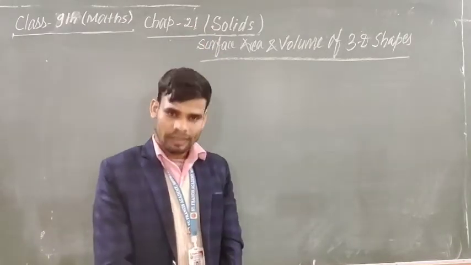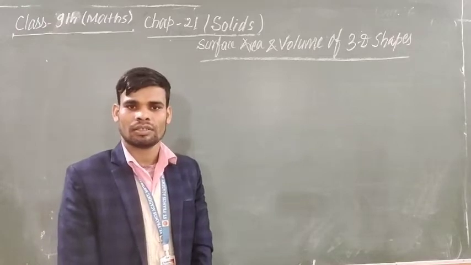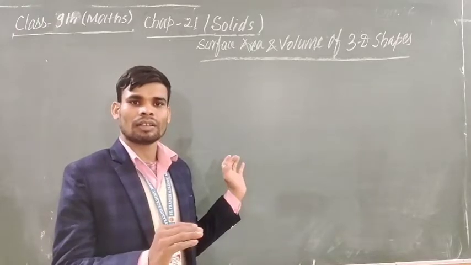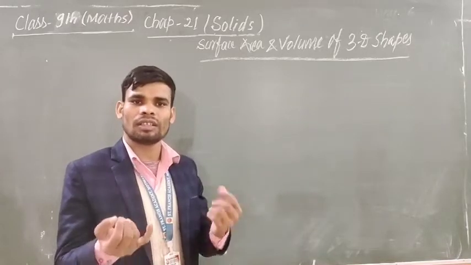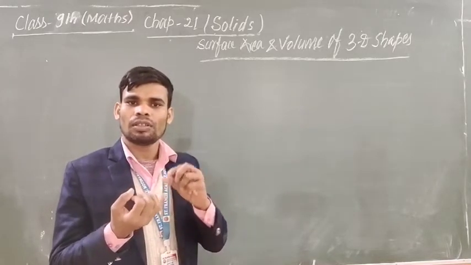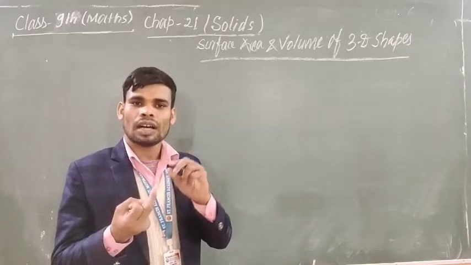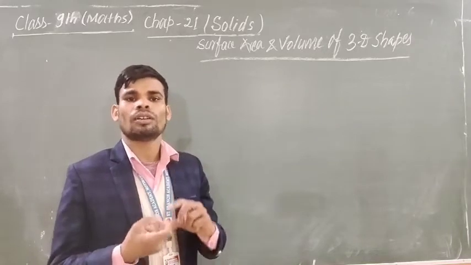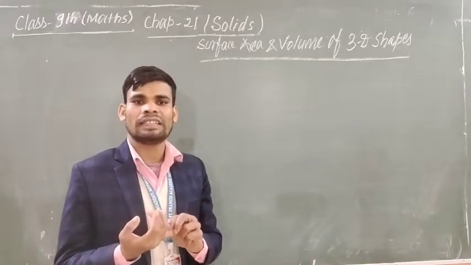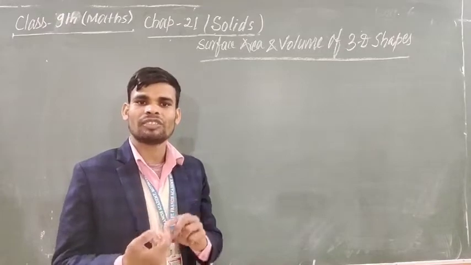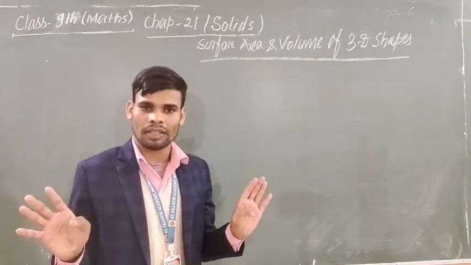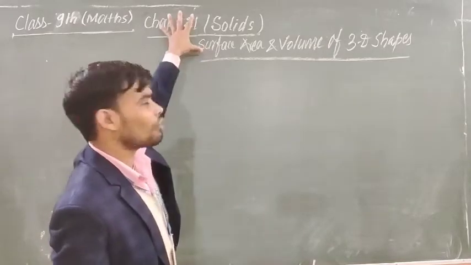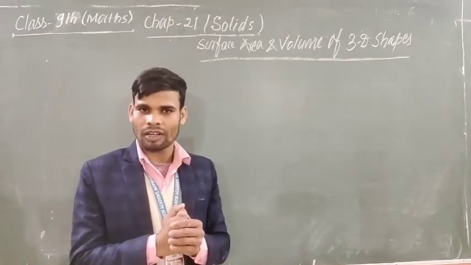So before starting, let me discuss something about solids, volume and surface area of solids. In this chapter, there are so many types of geometrical solids like cube, cuboid, cone, frustum of cone, cylinder, sphere, hemisphere, pyramid. But in this chapter we have to understand about cube and cuboid only.